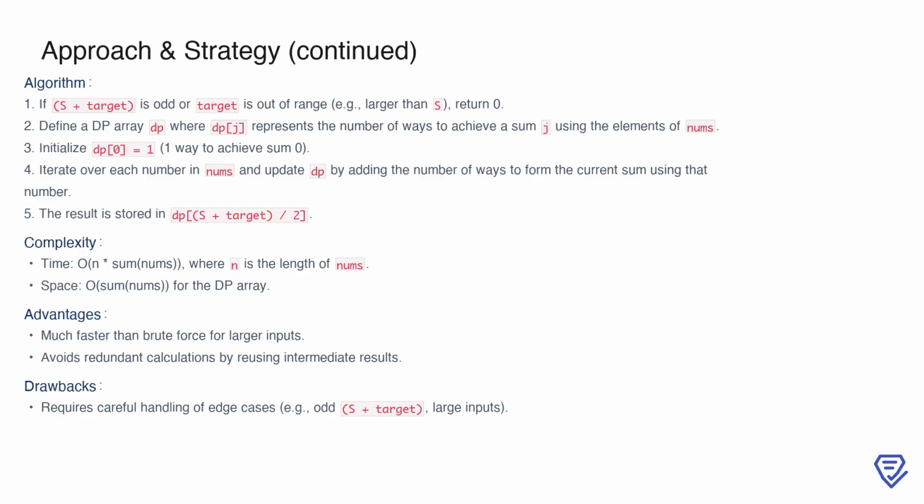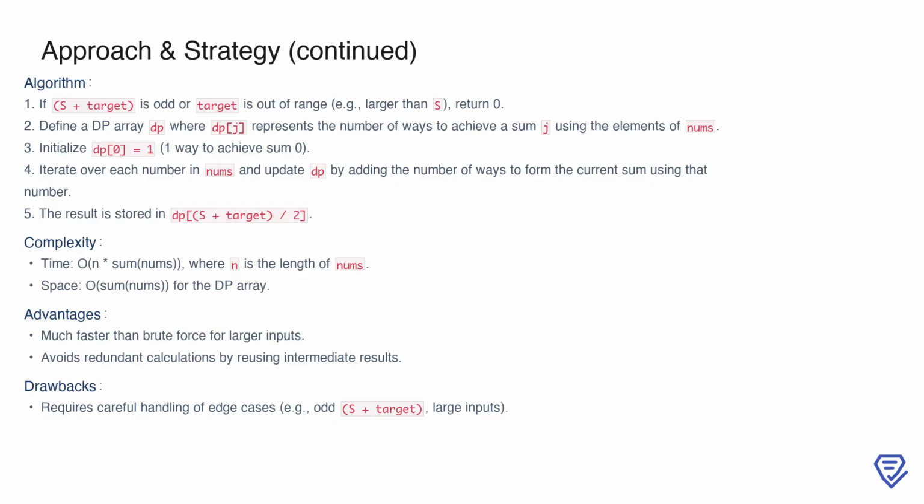Next, we define a DP array, where DP[j] represents the number of ways to achieve a sum j using the elements of the array. We initialize DP[0] to 1, as there is exactly one way to achieve a sum of 0, which is by not including any numbers. Then, we iterate over each number in the array and update the DP array by adding the number of ways to form the current sum using that number. At the end of the process, the answer to our problem is stored in DP[(S + target) / 2].